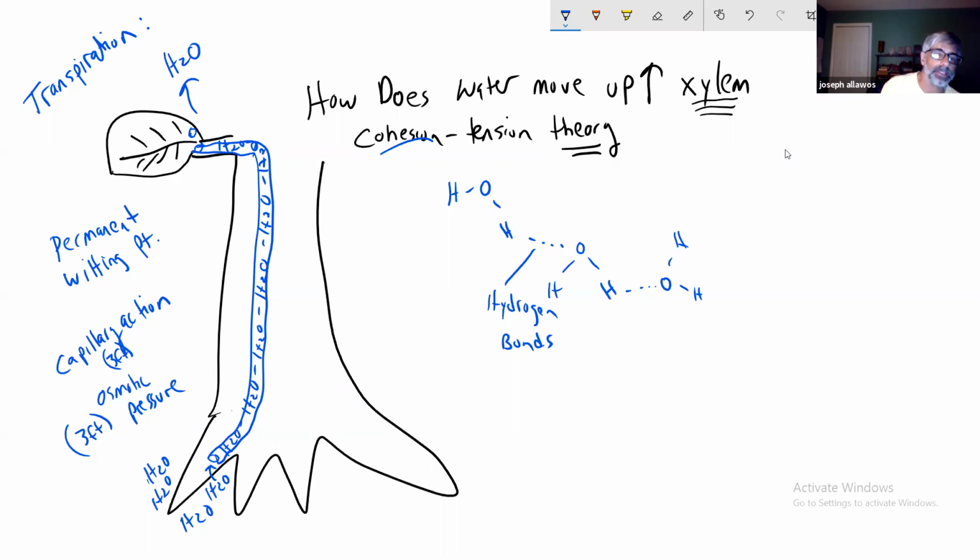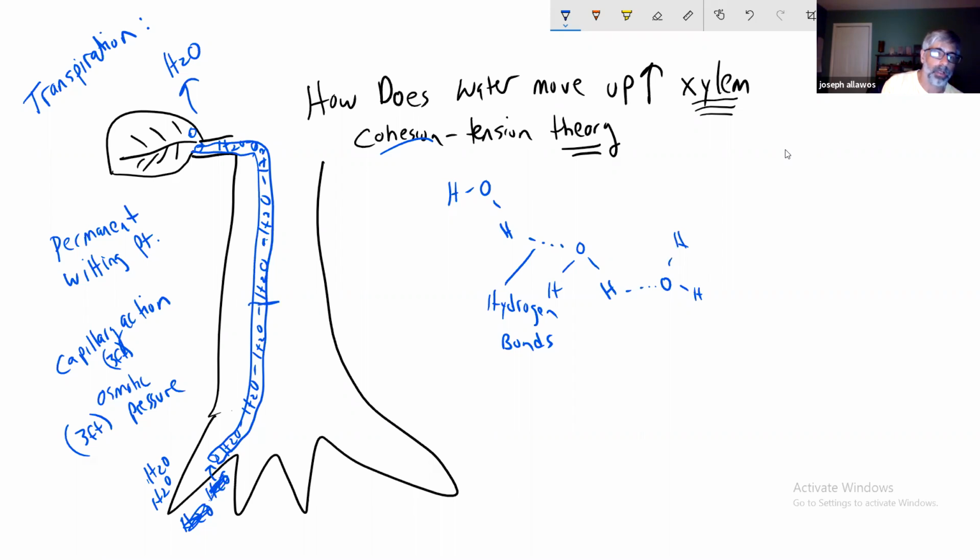What can happen is, as the water starts to run out down here, it's still evaporating from the surface of the leaf. It creates a tension. That's the tension part in the cohesion tension theory. It creates a tension in this water column. There's always a certain amount of tension in it. But if there becomes too much tension, the water column somewhere in the middle will break.